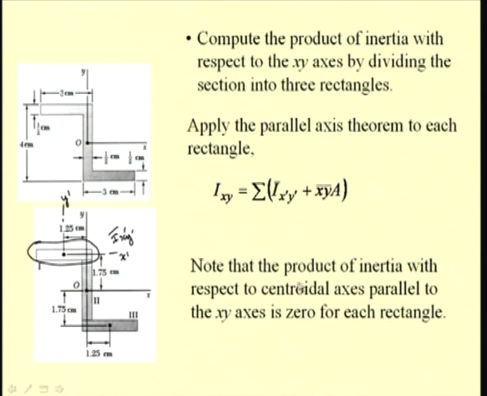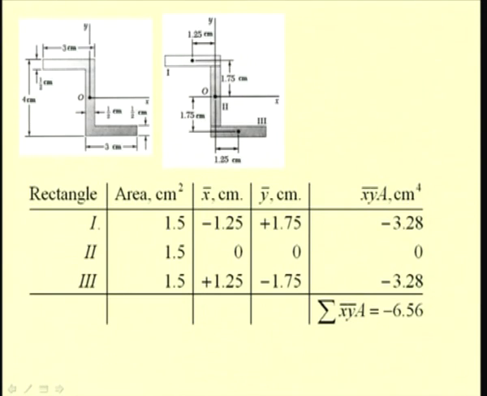Please note that the product of inertia with respect to the centroidal axes parallel to the xy axes is 0 for each rectangle. So, the product of inertia is actually 0 with respect to these centroidal axes. So, for the area 1, we have the area as 1.5 centimeter square, the location of the centroid as minus 1.25 and plus 1.75, and the product of these values, that is x bar y bar A, is given here.